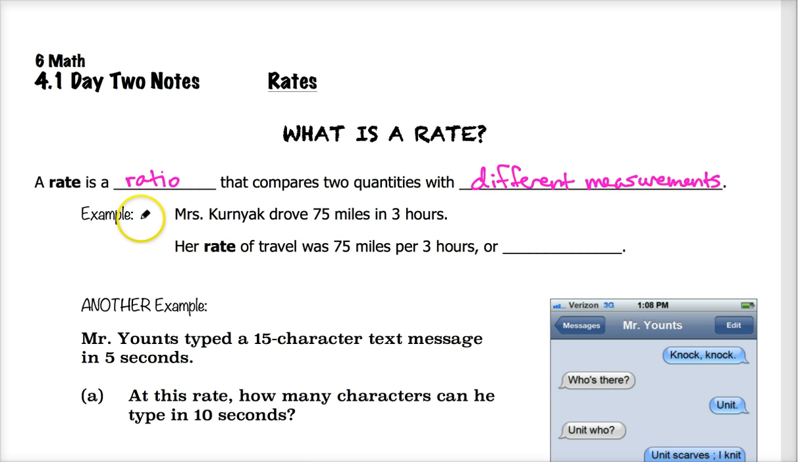Okay, so for example, if Mrs. Kerniak drove 75 miles in 3 hours, in this ratio, we're comparing the numbers 75 to 3, but we're comparing 75 miles to 3 hours. So because we're comparing two different units of measure, miles is a unit of length compared to hours, which is a unit of time, then this is known as a rate. So we would say her rate of travel was 75 miles per every 3 hours, or we could write that in a different ratio form, 75 miles to every 3 hours.